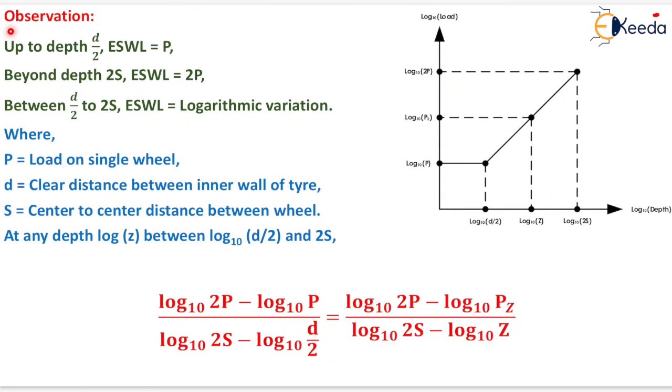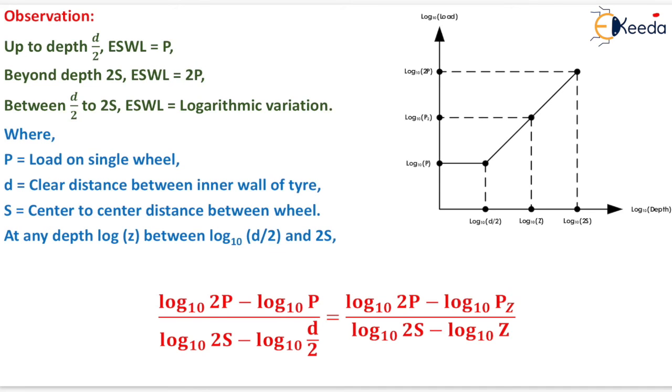Now, observations of equivalent single wheel load. Up to depth d by 2, equivalent single wheel load will be equal to P, which is shown in the diagram. Beyond depth 2s, equivalent single wheel load will be equal to 2P. Between d by 2 and 2s, equivalent single wheel load varies logarithmically. Here P is the load on a single wheel, d is the clear distance between the inner walls of the tires, and S is the center to center distance between wheels.